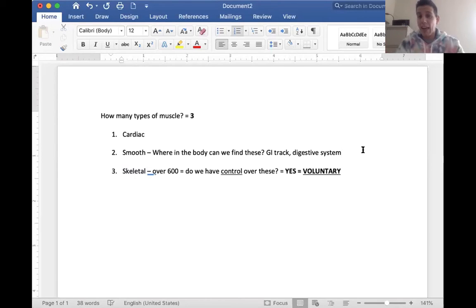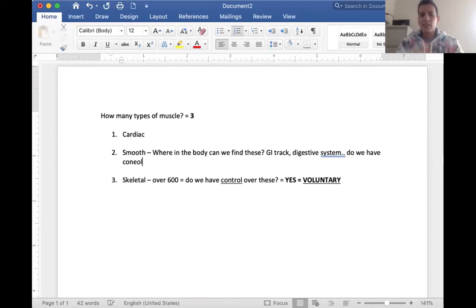We don't do that. What I'm getting at with that is, do we have control over smooth muscle? Involuntary. You're right. So do we have control over smooth muscle? No, we don't. No, we do not. So you're right.